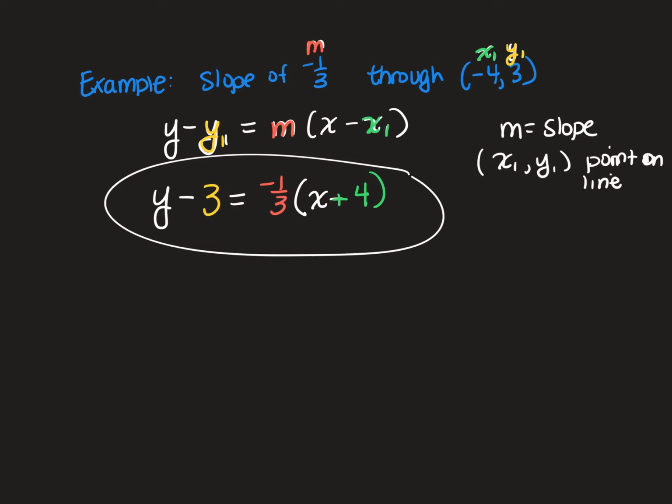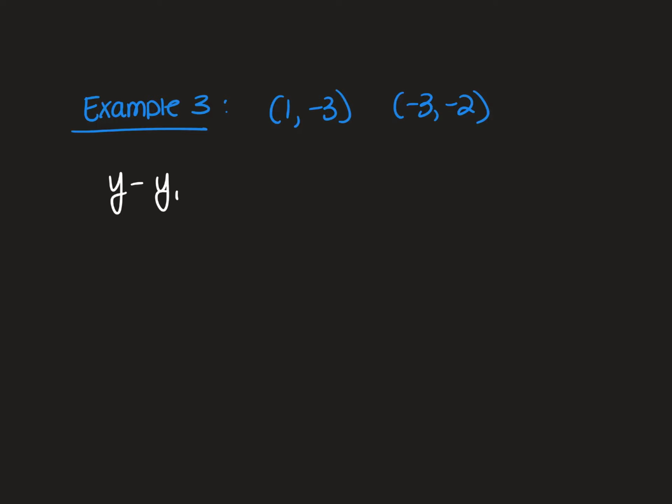Okay, one more example. So this last one, let's say I give you 2 points this time. So points like maybe 1, -3, and -3, -2. Well, none of our equations really worked nicely for this where it's just a single substitution, but I'm still going to go back to this point-slope form. Okay, so in order to use point-slope form, I've got to know what the slope is. So let's go ahead and find that.